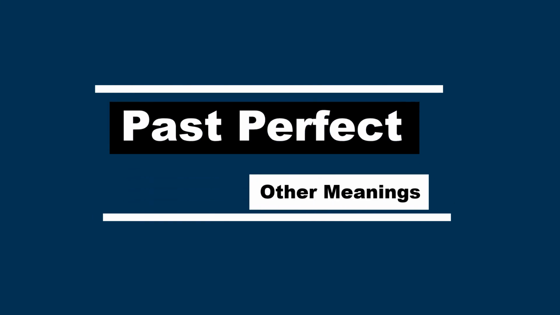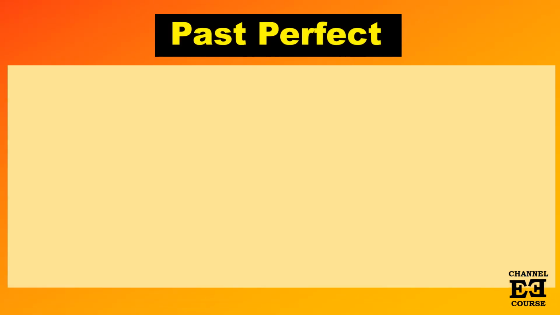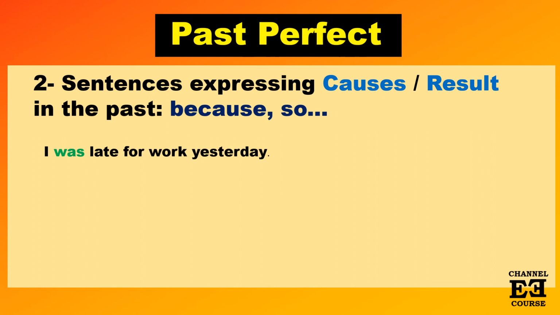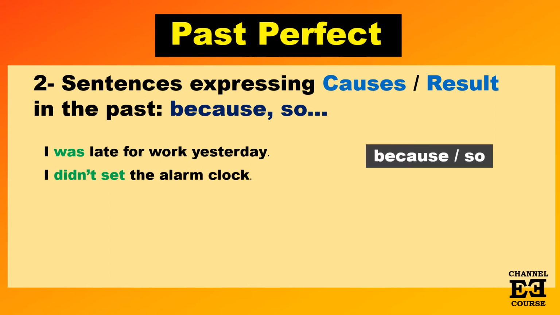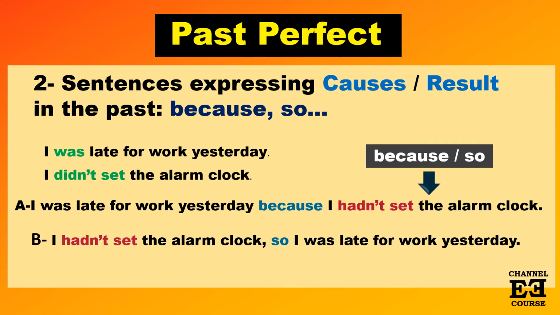Now you must be ready to find out more about the different meanings and usages of the past perfect. Sentences expressing cause-effect relationship in the past can also make a combination of both past simple and past perfect forms. If we join the two following sentences, I was late for work yesterday, I didn't set the alarm clock, with the cause-effect conjunctions because and so, we can get A. I was late for work yesterday because I hadn't set the alarm clock. B. I hadn't set the alarm clock, so I was late for work yesterday. As you can see, both sentences point out the cause-effect relationship with the cause in the past perfect.